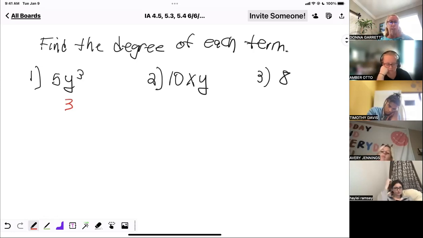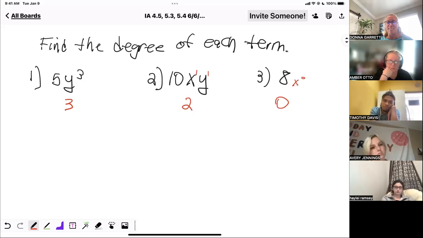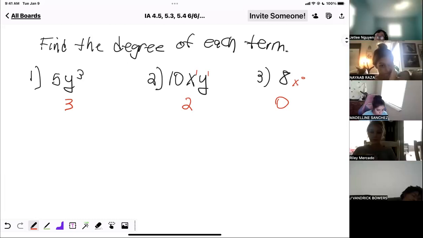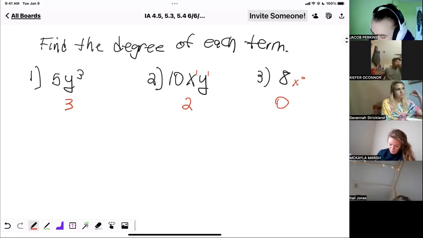First one, degree of 3. Second, degree of 2, because x is to the first and y is also to the first. And degree of 0, because we really have x to the 0 power here, which is a degree of 0. How'd we do? Yeah, awesome. Good. I like to see that. If you didn't get it, ask me a question. We're going to do some more problems too to practice.